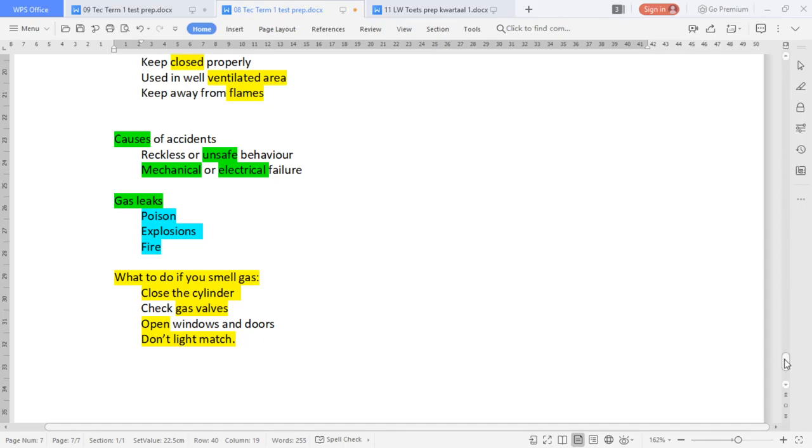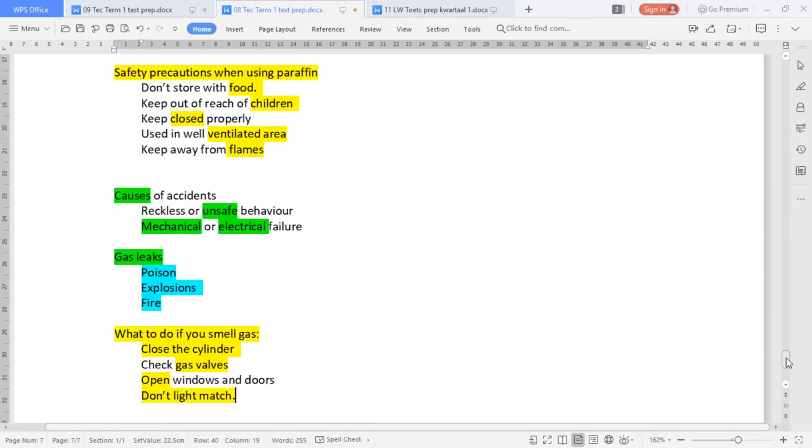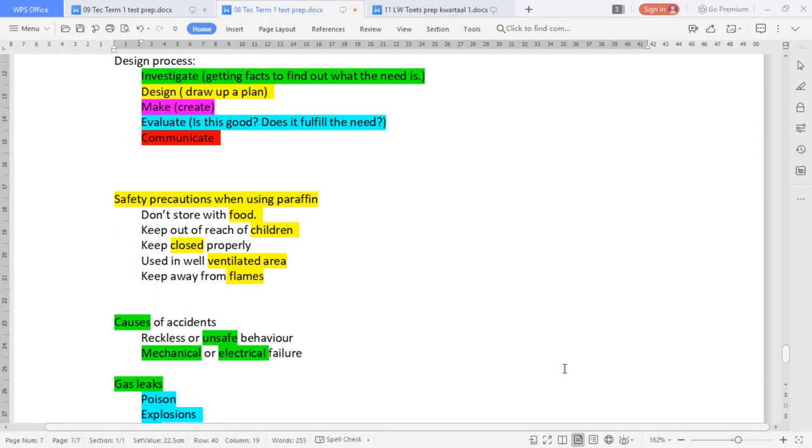Right, those are the things that are important for revision for term 1. This and the previous videos. So you can study that for your test.